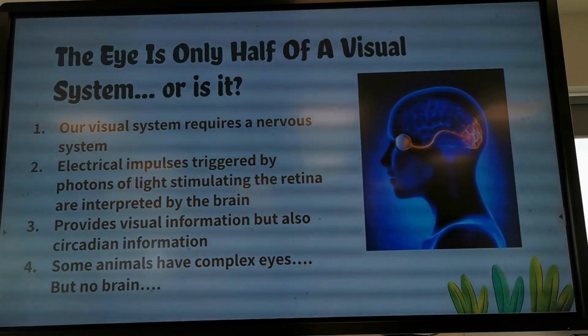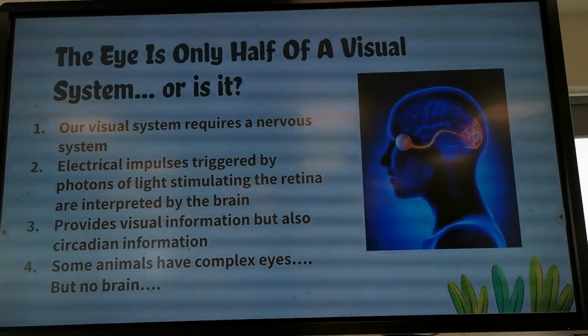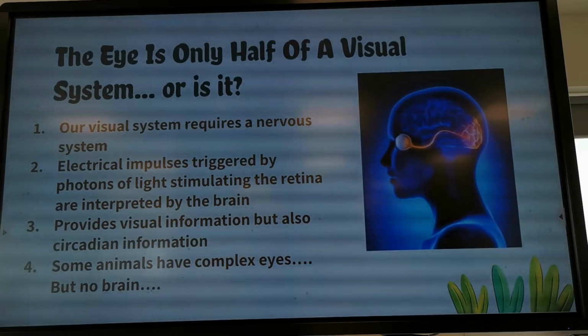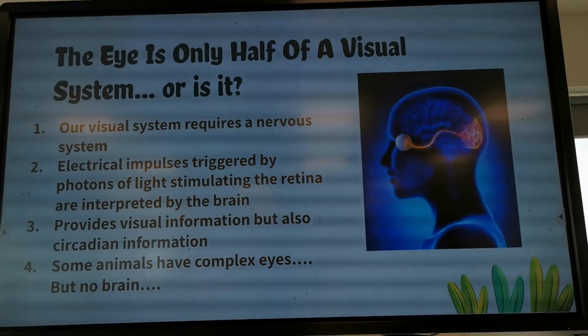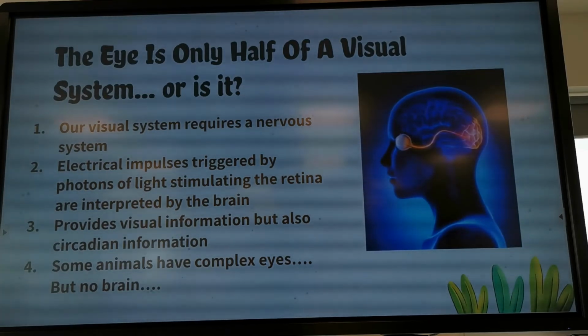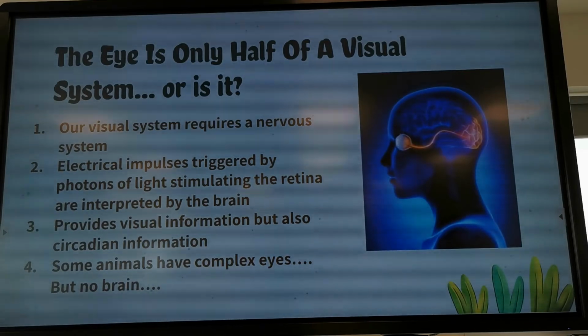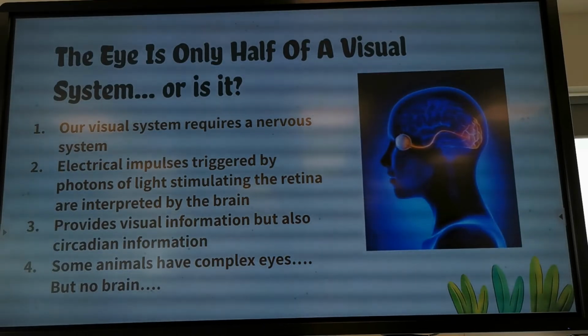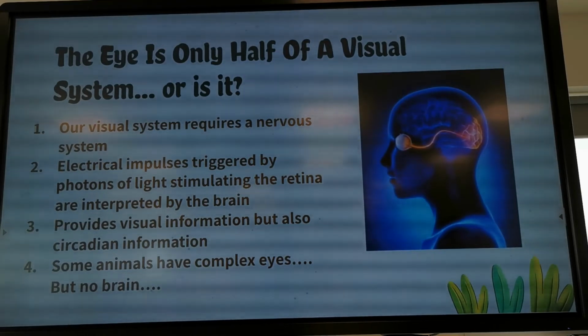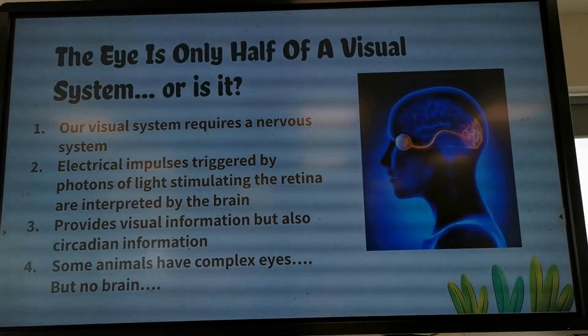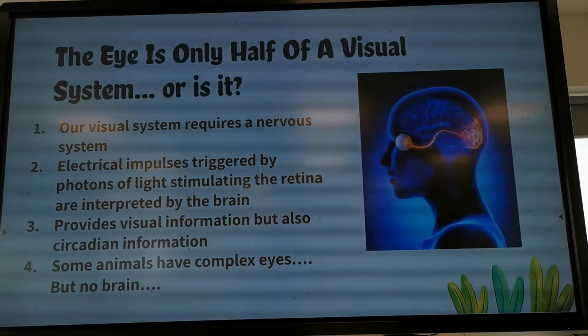So, as complex as the eye is and as fascinating as it is, it's not everything we have. We need a brain for it to work to the potential that it does today for us. And again, that helps not only with vision, but also our circadian rhythms, which is very important for us in terms of rest and recuperation and stuff like that as well. But there are some animals out there that do have complex eyes but don't have a brain.